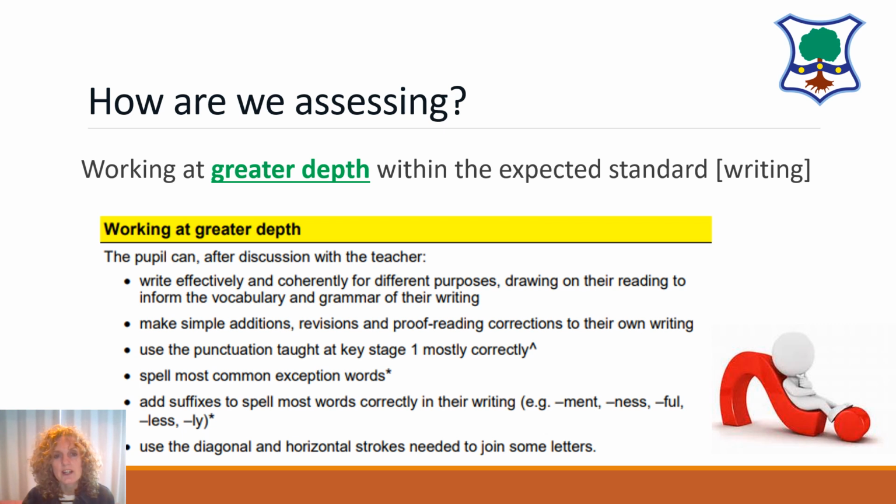This slide shows working at greater depth within the expected standard for writing. More bullet points than the previous slide with reading, but as I've said previously, you have to demonstrate all the other writing bullet points in the working at the expected standard. Within writing at greater depth, we will be looking for children to be using their reading skills to demonstrate flair in their writing. So whereby a child who has been reading a particular book may write in the style of that author. Quite a lot for a 7-year-old.